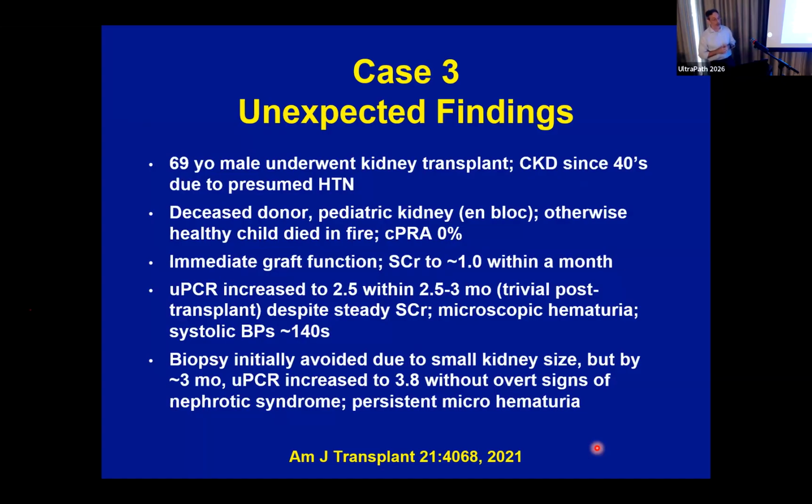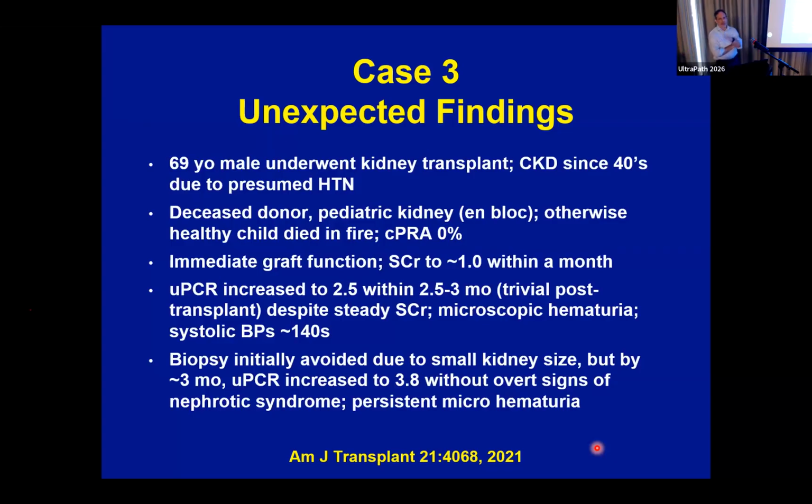He got a deceased donor, but this was a pediatric kidney transplanted en bloc. The child was an otherwise healthy child with no medical history who died in a fire. The patient had no PRA, and the graft immediately worked, with great function. Serum creatinine went down to 1 very quickly, and within a month it was 1.